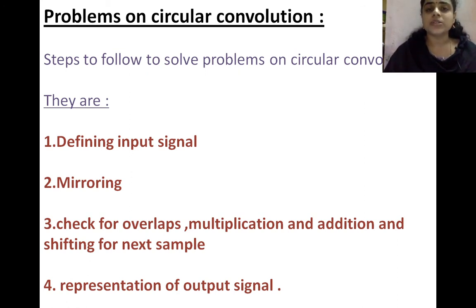Before going to a circular convolution problem, we have to keep in mind that both lengths should be the same. The input x of n, our input excitation, and h of n, the system function, both lengths should be the same. If they are not of equal length, then we have to make them equal by adding zeros. Suppose the length of x of n is 3 and the length of h of n is 2, then we have to add a 0 to h of n, and then do circular convolution.